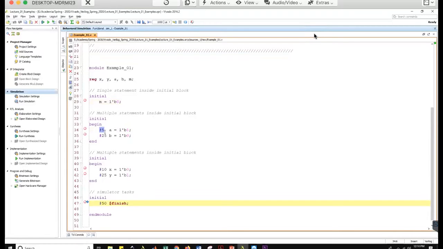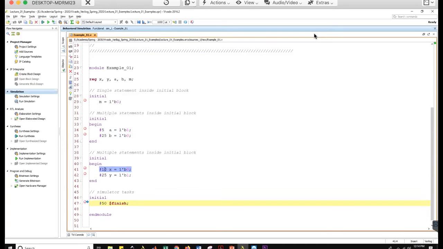If there is another statement and then another delay, the first statement is delayed by 5 and the second statement is delayed by 5 plus 25. So this statement initialization will be delayed by 30 time units. Same is the case here because this is another initial block, independent from these two blocks. These are independent blocks. That's why it starts simulation from t equal to 0.